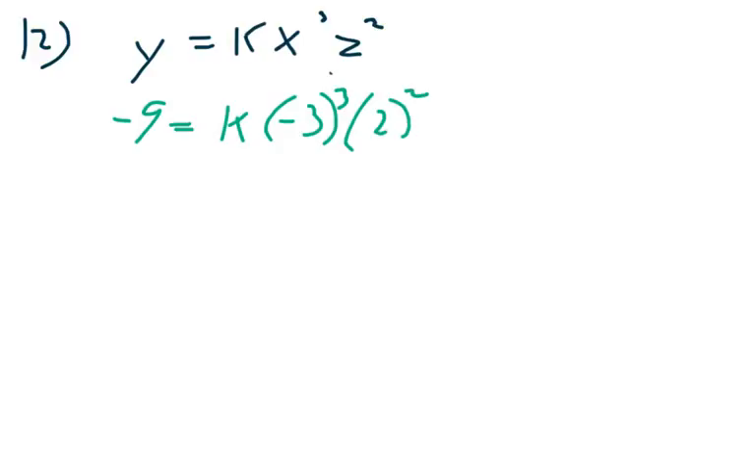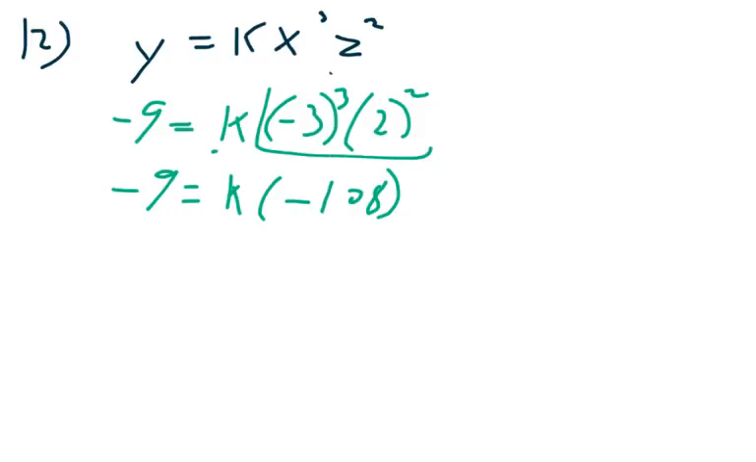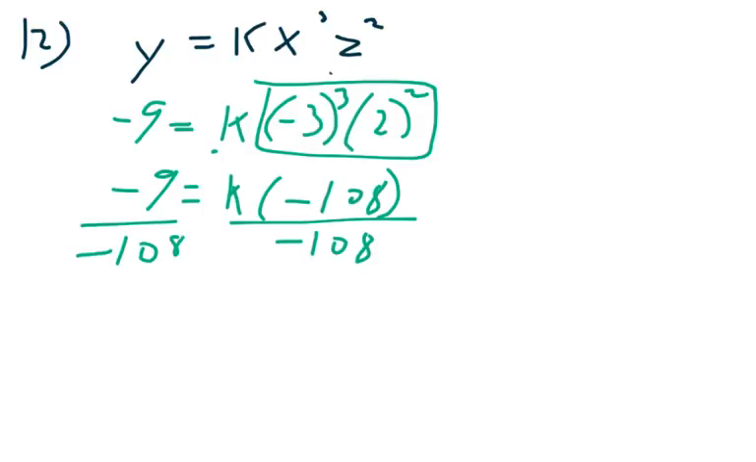So we wind up with negative 9 equals k times negative 108. When I put this in my calculator, and then I divide by negative 108, k is equal to 1/12. So y equals 1/12 x cubed z squared.